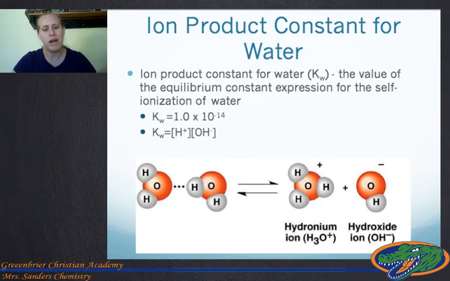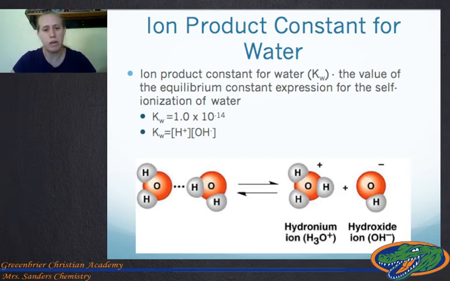Let's start with figuring out what the ion product constant for water is. This is going to be abbreviated as Kw, and it's going to show you the value of the equilibrium constant expression for the self-ionization of water. Now we know when we write a K value, we're going to have products over reactants, so let's look at what the equation that gets us this K is. The illustration at the bottom of the slide is actually showing it.